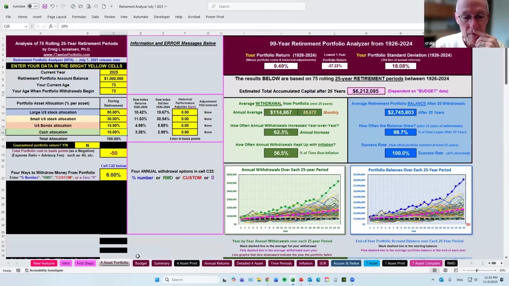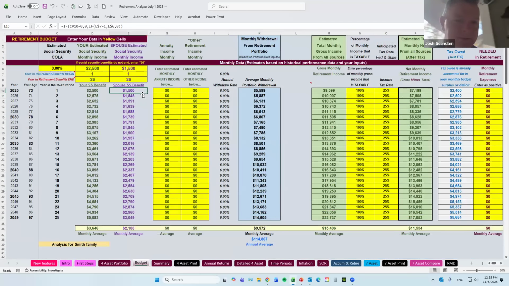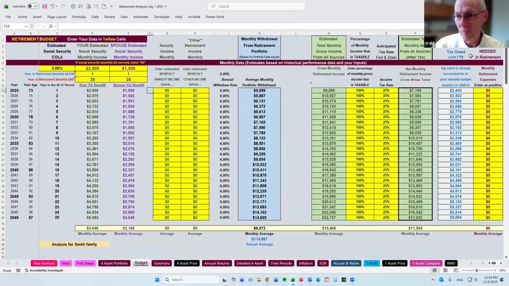Oh, man. So let me take it back to the budget for 2 more minutes, and then we probably need to let these folks go, Josh. Absolutely. So I wanted to show you something cool in the budget portion. After you've entered your Social Security data up here in the yellow, you've got your withdrawal information coming from the other tab that we've been tinkering with. You then have reported to you your estimated total monthly gross income from all sources. And here's the range.